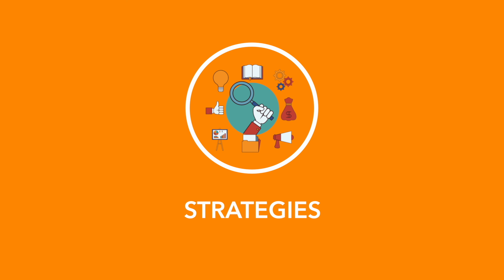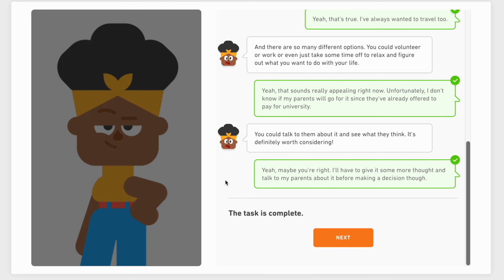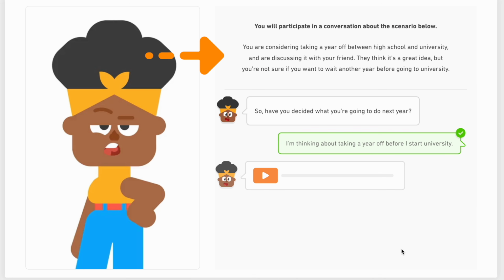Now let's think about some different strategies you can use to answer the summary as well as you can. The first one is really important, and that is before you finish the listening part of this question type, you should read the whole conversation and the situation carefully. So once again, once you've finished the listening part, it looks like this, and you can read the conversation through fully. But I want to stress that you don't just want to read the conversation, you want to really focus on the situation. Because you can easily write your first and even maybe your second sentence just based on the situation provided. Actually, that's exactly what Duolingo do in their sample answer. Let me show you what I mean.